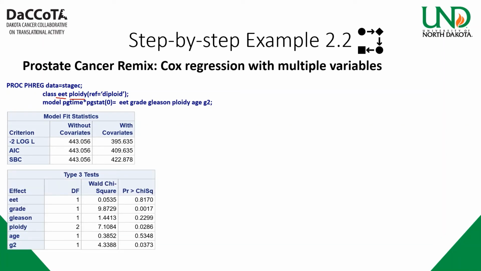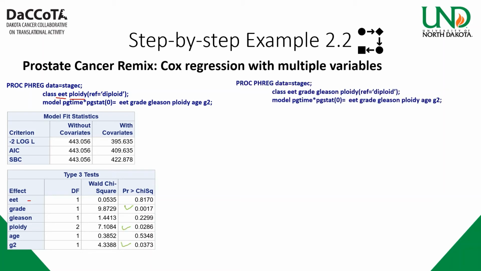And here are type 3 tests. So for each of these variables, whether or not it was significant, looks like, let's switch over to green here, friendly green. So this was significant, ploidy was significant, and G2 was significant.